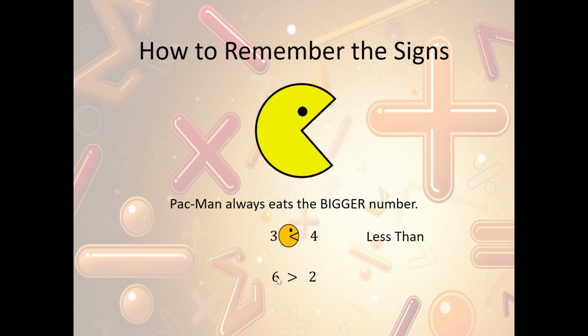Now here we have 6 on this side, 2 on this side. And if we draw Pac-Man in, there's Pac-Man. Pac-Man, again, always eats the bigger number. So we have 6 being bigger. And we read it from left to right, so we say 6 is bigger than 2 or 6 is greater than 2. So that's one way we can remember the signs.